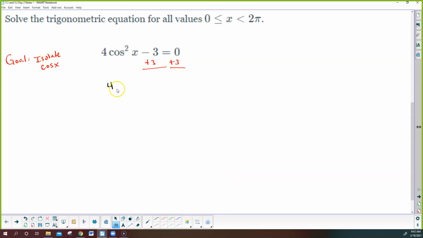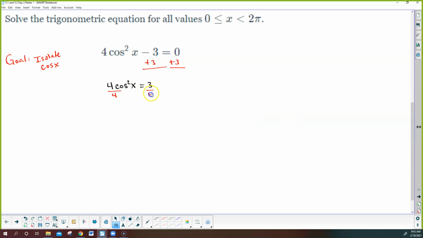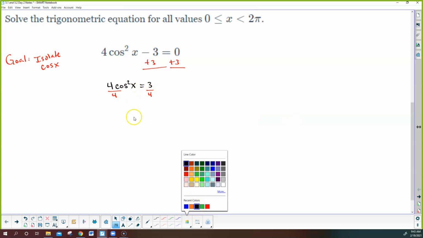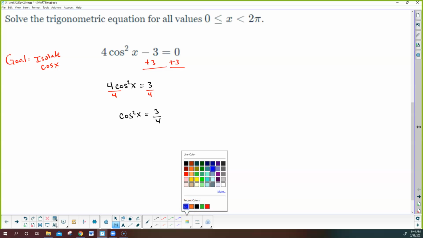So our goal is to isolate. I'm going to first deal with addition or subtraction, so I'll add 3. And then I have to get rid of the 4, so I'm going to divide by 4 first. Okay? And then my final step is to get rid of this square.